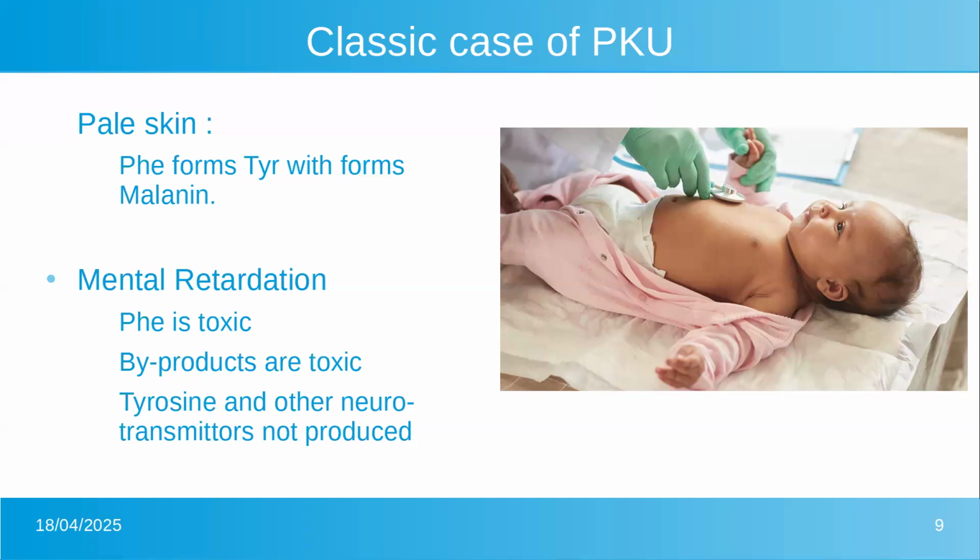Regarding mental retardation, multiple theories have been put forward. Phenylalanine is directly toxic to the brain. The byproducts of phenylalanine metabolism, that is phenyl lactate, phenyl pyruvate, and phenyl acetate, are also toxic to the brain. Tyrosine is required for the production of neurotransmitters, and when they're not produced, that also predisposes to the development of mental retardation. The two major points we need to know are that phenylalanine per se is toxic, and the byproducts of phenylalanine are also toxic.